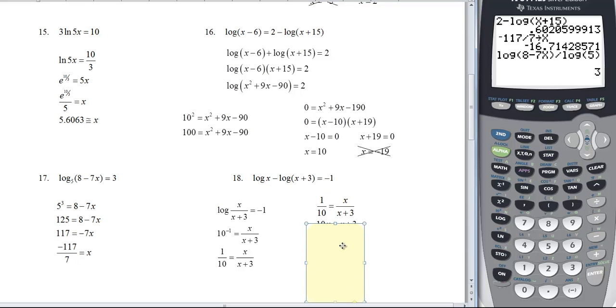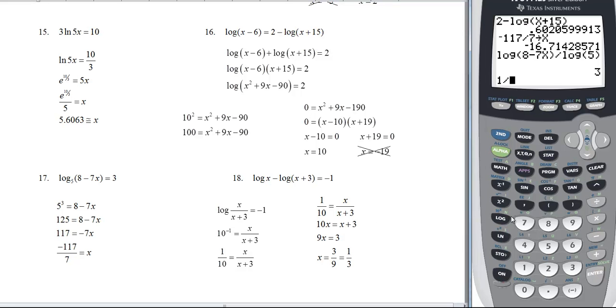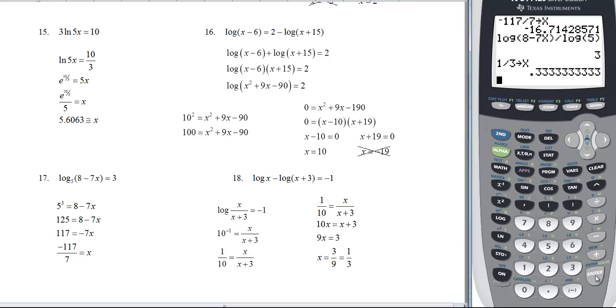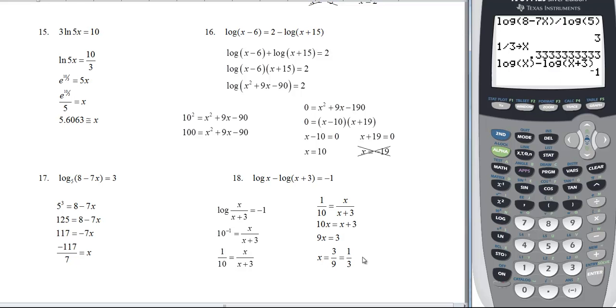I reproduced it. Now I cross multiply. So I've got 10x, and 1 times this will give me that right back. Subtract x. It looks like x needs to be 1/3. Well, let's see. Store 1/3: 1 divided by 3, storing for x. Log x minus log x plus 3. And see if it equals a -1. And it does. So there's my answer.